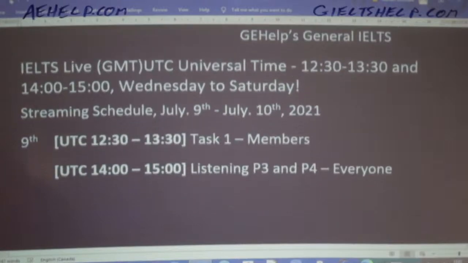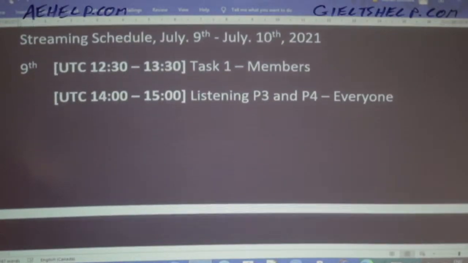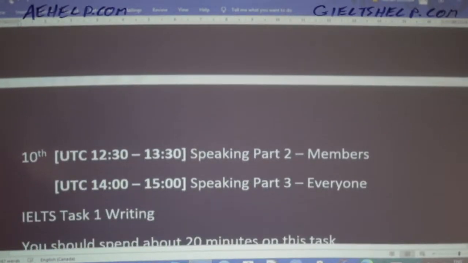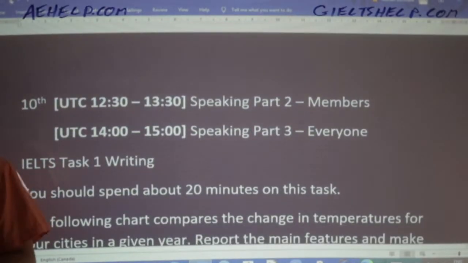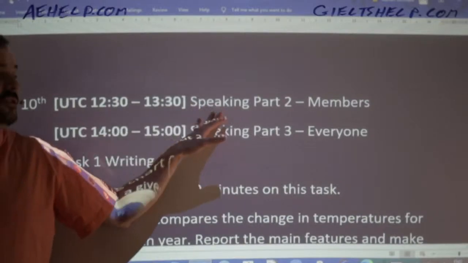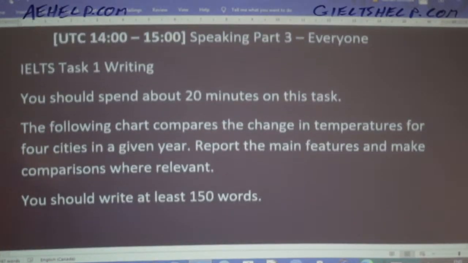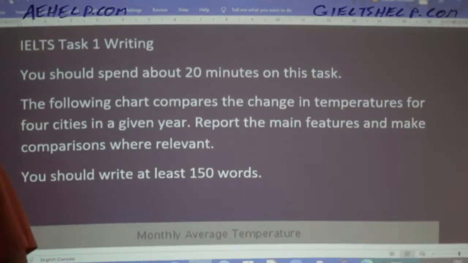All right, so we have task one right now, then we'll do listening parts 3 and parts 4 from the exam that we started yesterday, and on Saturday we'll have 2 classes on speaking. Here is our IELTS task one writing question of the day.